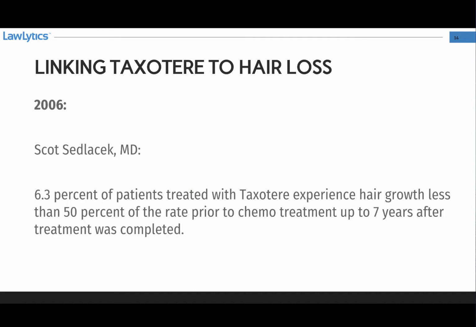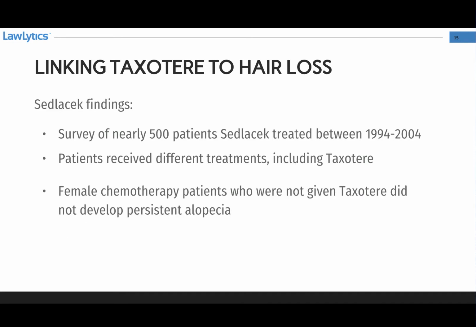This was followed up by another study in 2006 by Dr. Scott Sedlacek. He is at the Rocky Mountain Cancer Centers in Denver, Colorado. And this study found that 6.3% of patients who were treated with Taxotere experienced hair growth that was less than 50% of the rate that they had prior to taking the chemotherapy treatment, up to and as long as 7 years after their treatment was completed. This study involved a survey of almost 500 patients that the doctor had personally treated between 1994 and 2004 with different regimens of chemotherapy, including Taxotere.